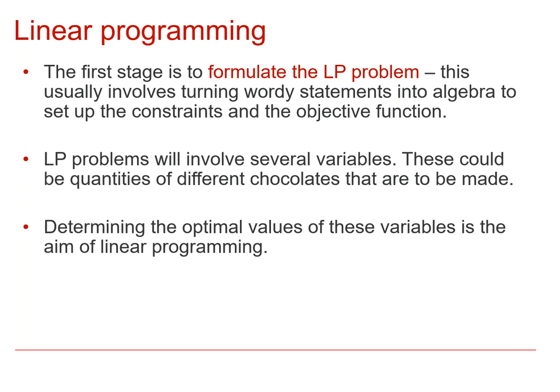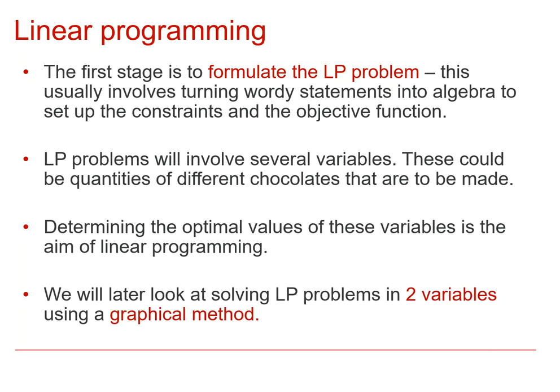And the aim of linear programming is to find the values of the different variables that we are free to pick from that will give us the best result, the ones that will optimize our objective function. And in later videos, when we get onto solving linear programming problems, we're going to be dealing with problems involving two variables and doing that using a graphical method.